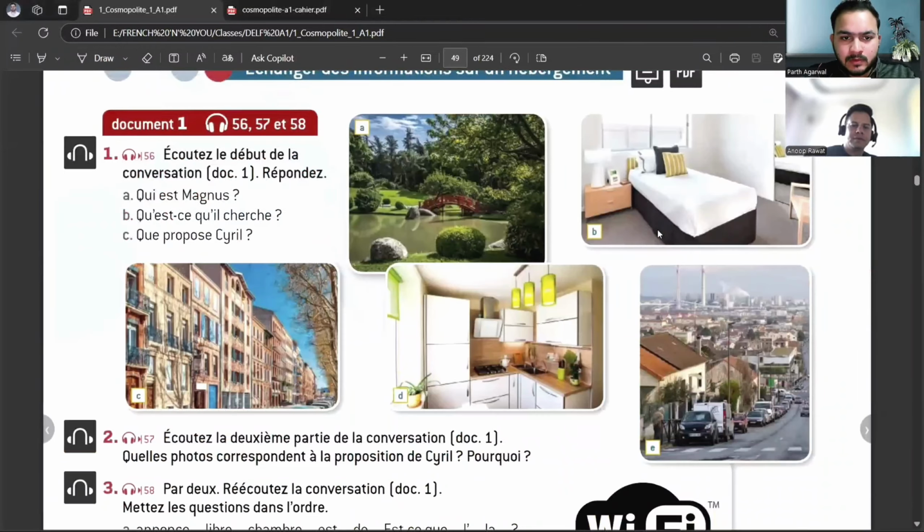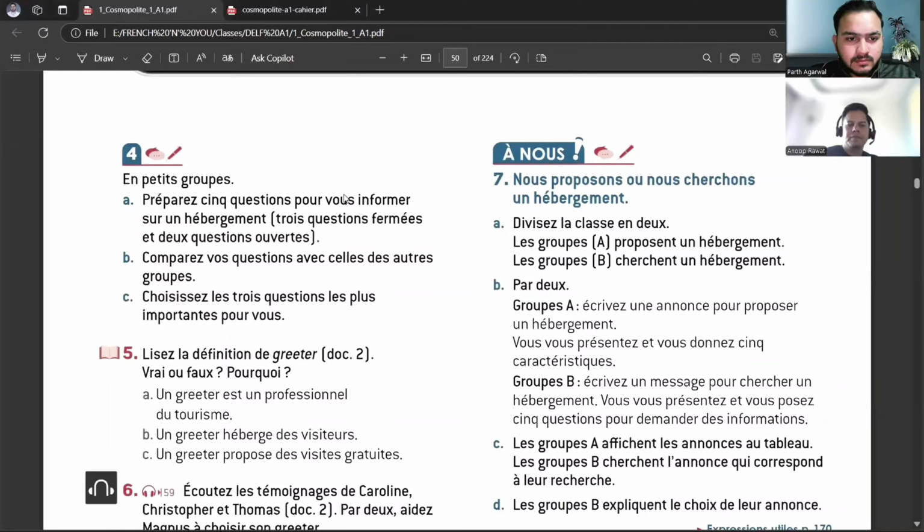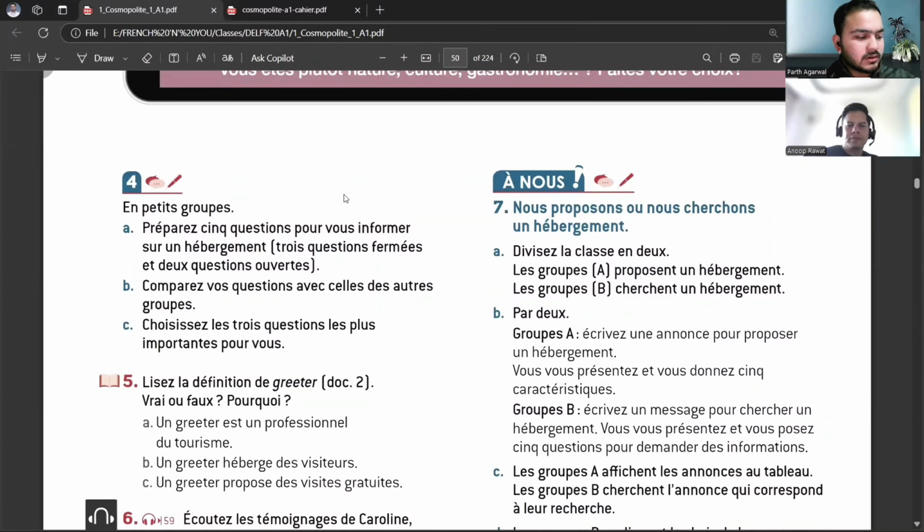Right now we will try to make sure that we frame some questions. So the question here we have to make is: préparez 5 questions pour vous informer sur un hébergement, 3 questions fermées et 2 questions ouvertes. So we have to prepare 5 questions to know about the accommodation: three closed type of questions, and two open-ended questions.